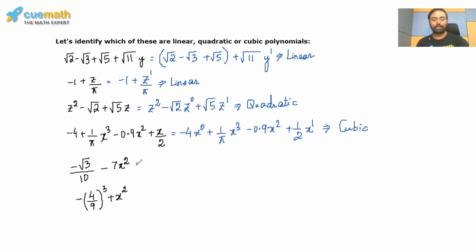In this next polynomial, this can be rewritten as negative square root of 3 over 10 x raised to the power 0, negative 7 x raised to the power 2. The degree of this polynomial is 2, hence this is a quadratic polynomial.